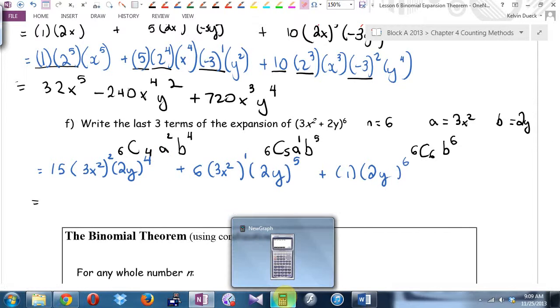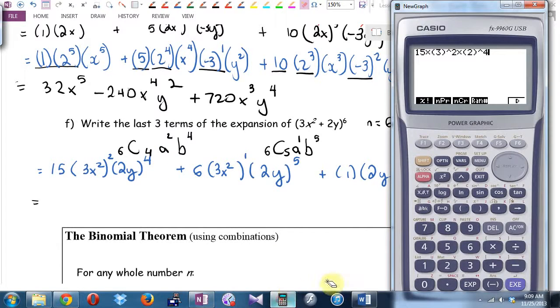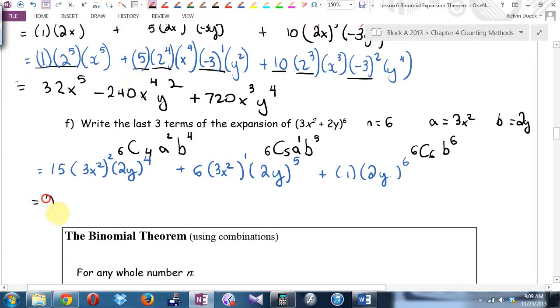What'd you get for the coefficient? If you hit enter, what do you get? Okay, the coefficient is going to be 2160. X to the what? To the fourth. Y to the what? To the fourth. That's the first term of the last three terms.